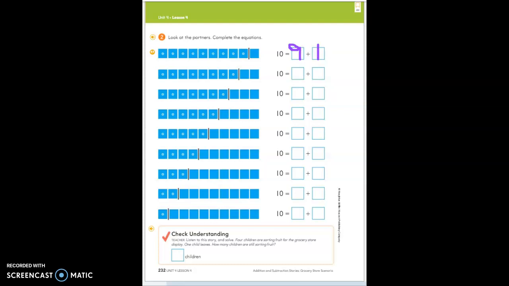I want you to do the rest of the math equations, and then just like I said with the other page, just open it up and take a picture on Seesaw. Thank you.